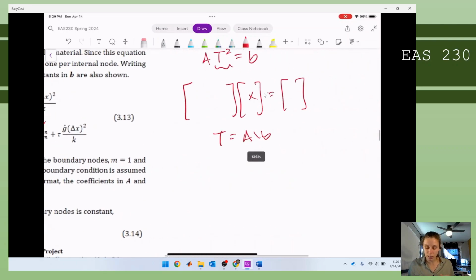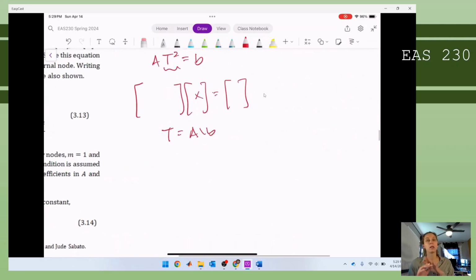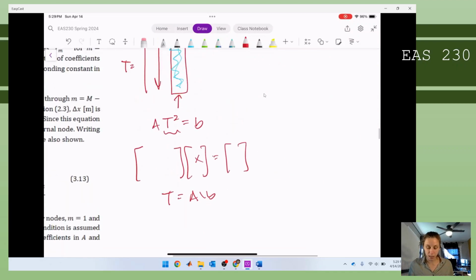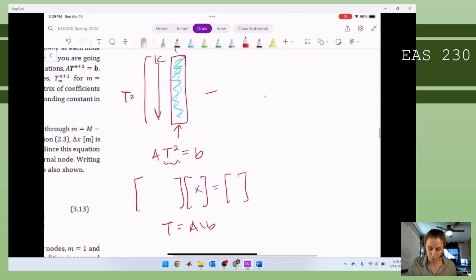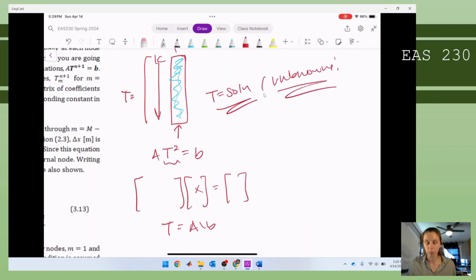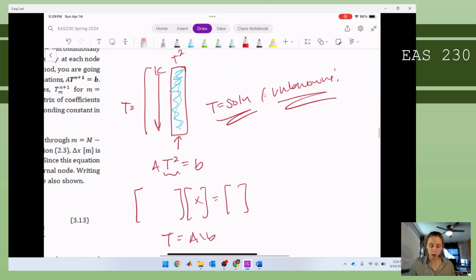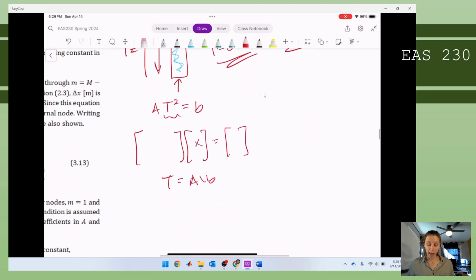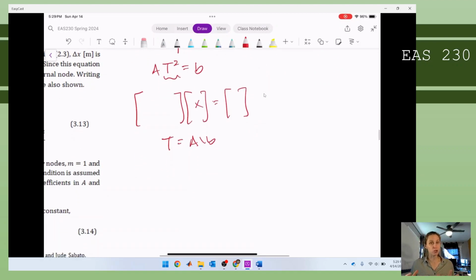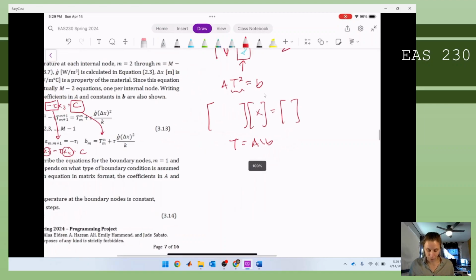Okay, so there's two matrices, A and T. Keep them straight. T is our solution. It's our unknowns. T is what we are storing all of our temperatures in. A is our matrix of coefficients. So it's full of our coefficients from our system that's put together with the implicit solver.